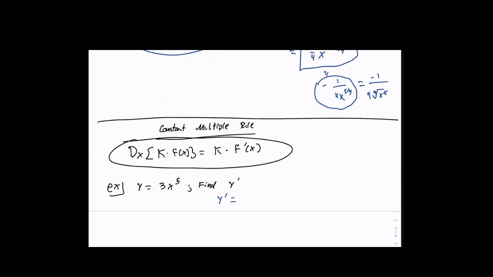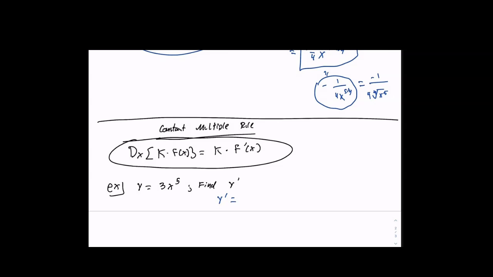What is y prime? There's that 3 in front. You don't do anything for the 3. The biggest mistake people make is thinking, oh, the derivative of 3, that's a constant, so the derivative of 3 is 0. No, it's not. That's only if it was a constant term on its own, a constant function. Here, 3 is a constant multiple. It's attached to the x to the 5th. So the derivative of 3 is not 0.